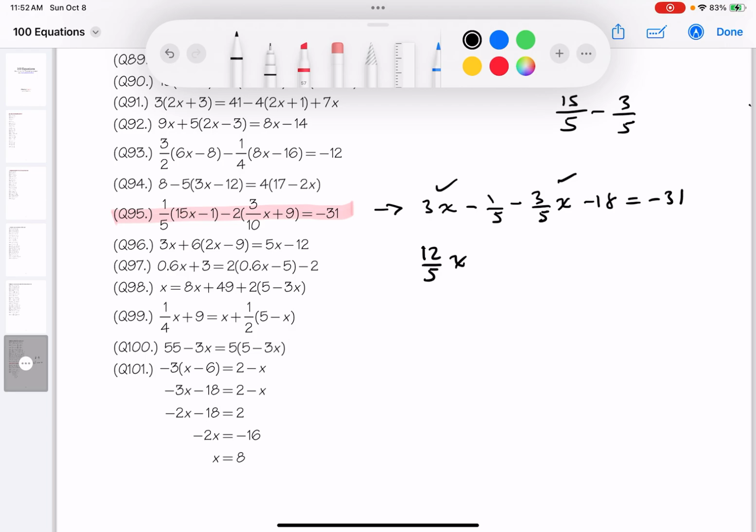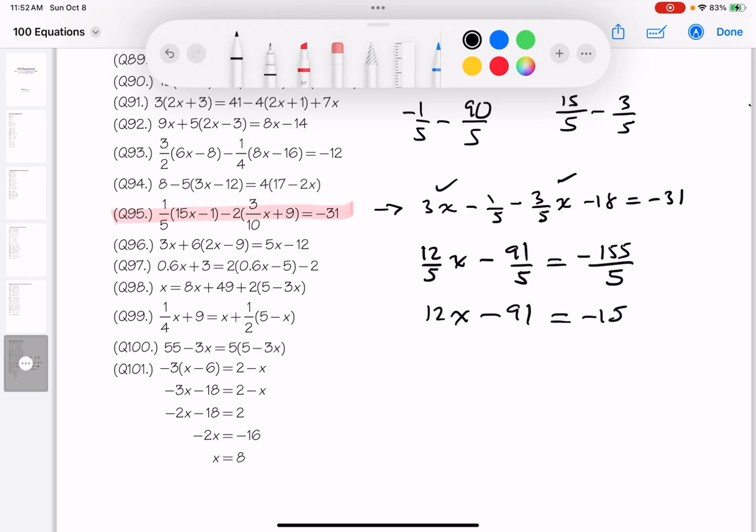of an x. I want to do the minus 1/5 minus 18. Well, I got to multiply the 18 by 5. And what's that going to be? 50 and 40, 90. So minus 91 fifths. And I'm going to turn that into fifths too, which can be minus 155. Again, 5 times 30 is 150. 5 times 5 is 5. So 155. And then I'm going to multiply both sides by 5. 12x minus 91 equals minus 155.